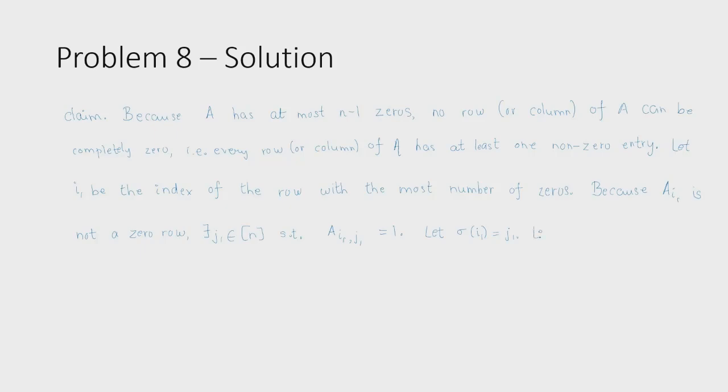Okay. And also let B be the matrix obtained from A by removing the I1th row and the J1th column of A. So basically, we are removing the row and column containing this entry. Okay.